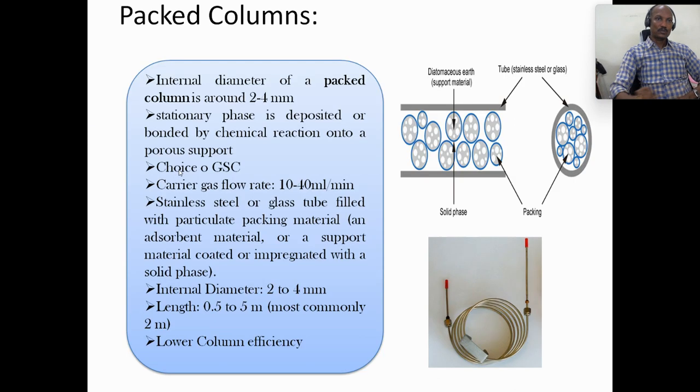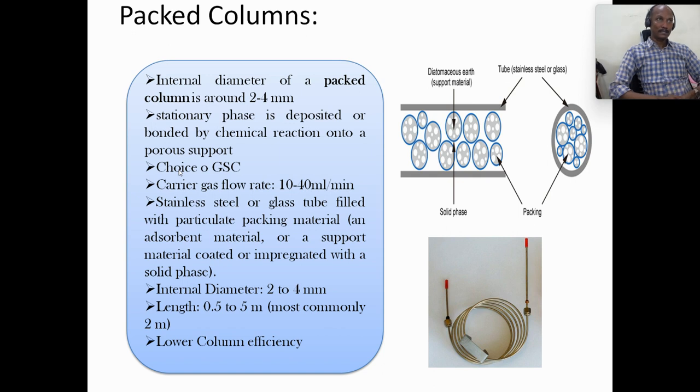Okay, and next, we have already talked about packed columns. The internal diameter of the packed columns is around 2 to 4 millimeters. In the case of these particular packed columns, the stationary phase is deposited or bonded by chemical reaction onto a porous support.